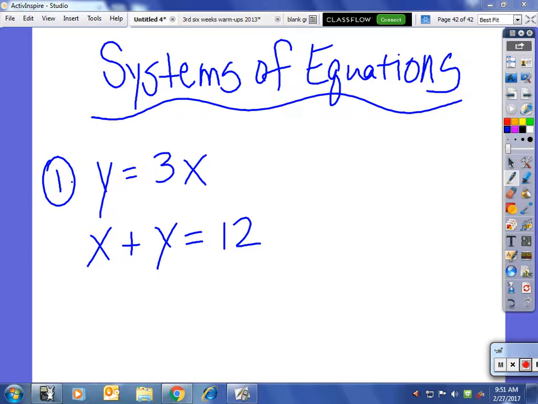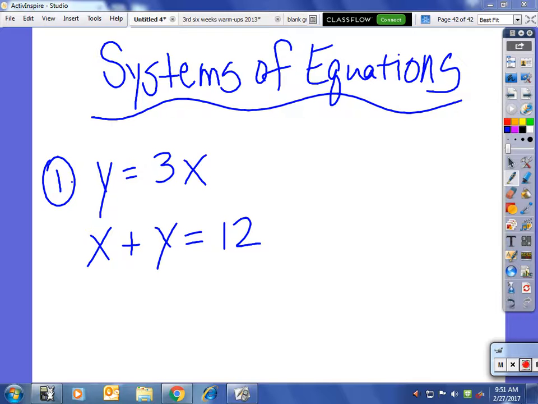Well, first of all, why is this a system? Because there's two equations. A system of equations just means there's more than one. Most of the time we focus on lines, like two or more equations of lines. It could be two parabolas, it could be a line and a parabola, any two types of functions. And we're trying to find the solution to their system.